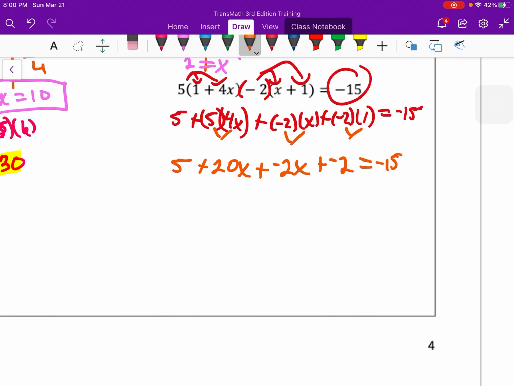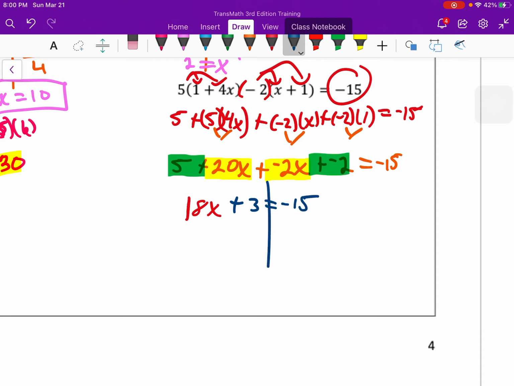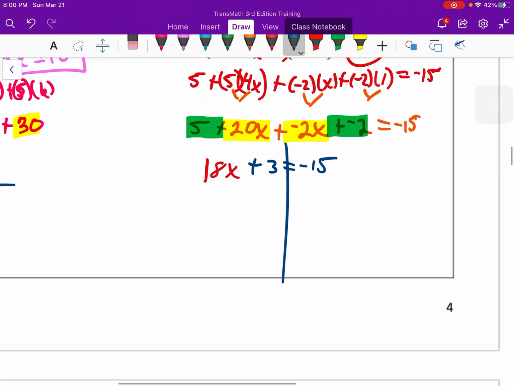Now let's see if we have like terms to combine. I see some right here. This is a difference. It's going to be positive since our positive is greater than the negative. The difference is 18x. And then I also see some constants that we can add together. That difference is going to be plus 3 equals negative 15. I don't like the way that looks. So now we can solve for x.